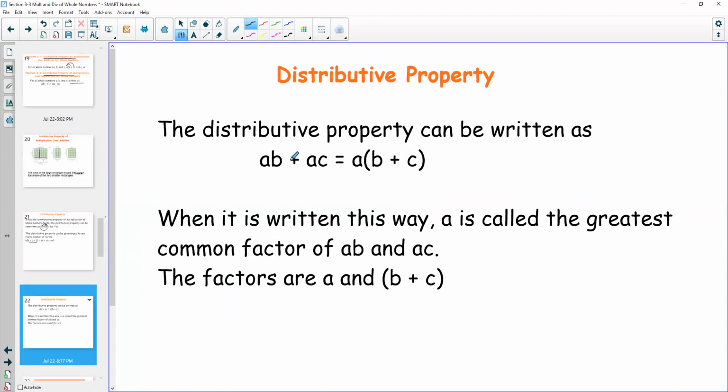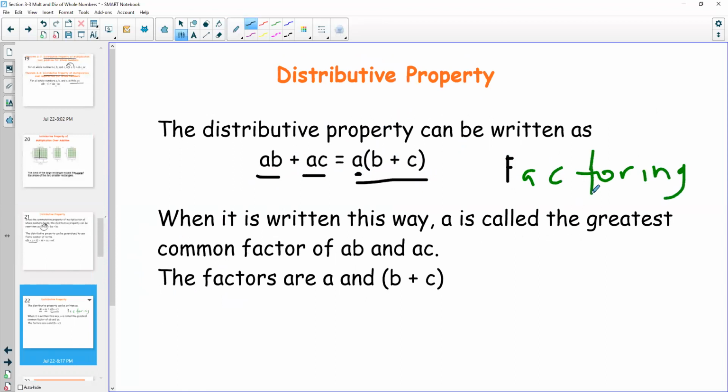All right. We can also undo the distributive property, right? So if I have AB plus AC, I can pull out that A, that's the common term, right? The greatest common factor, and write A times quantity B plus C. This is your favorite fun friend, factoring.